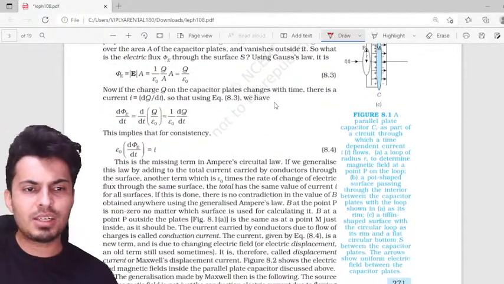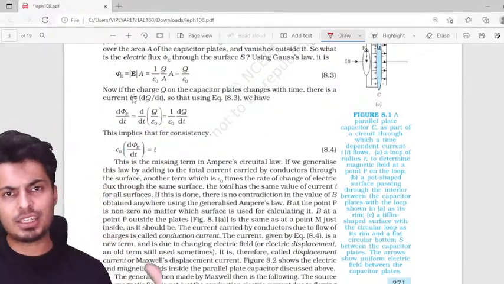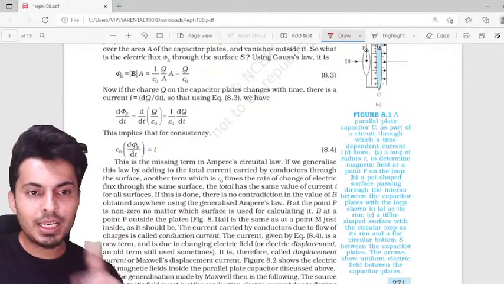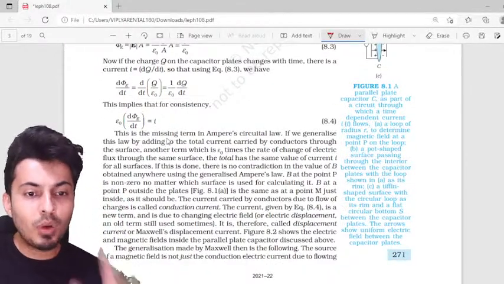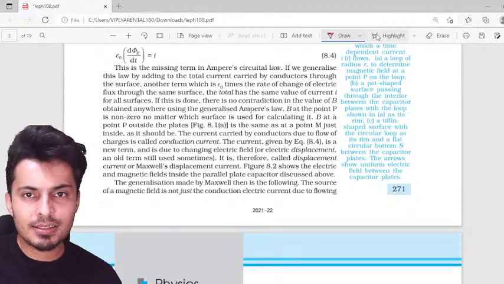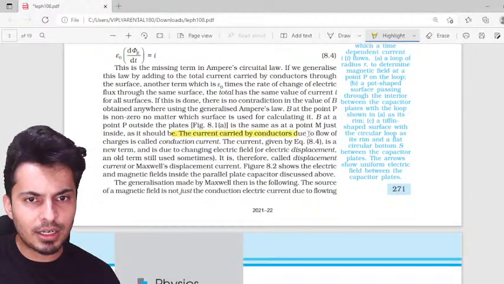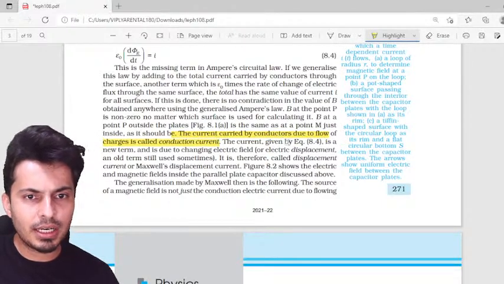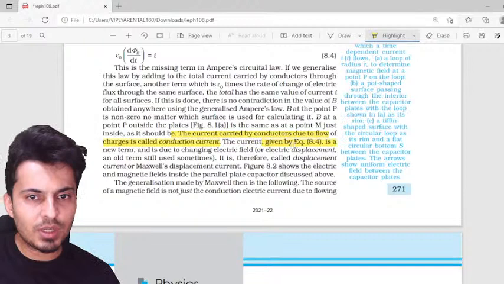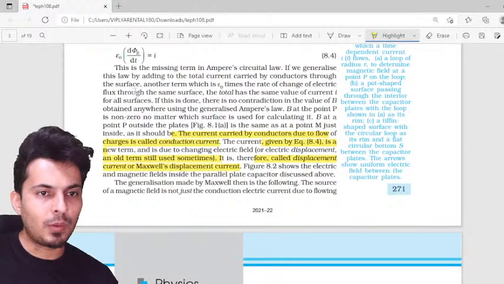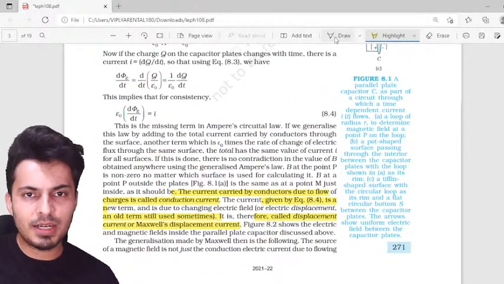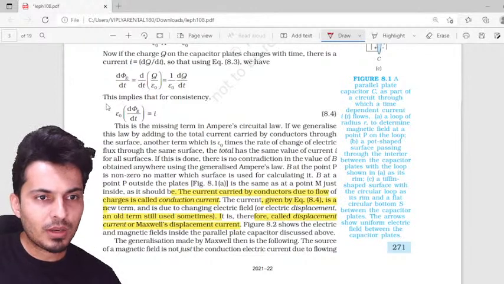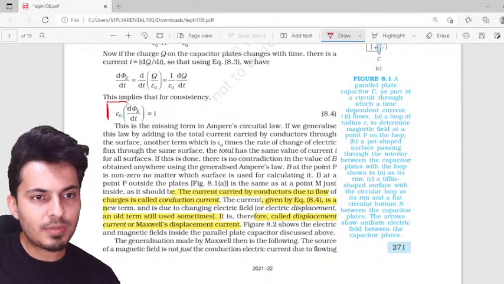There is a whole bunch of derivation out here which I have done in detail in my lecture 1. You can watch it definitely. What is very important over here is these definitions. The current carried by conductors due to the flow of charges is called conduction current. And the current given by equation 8.4, the new term due to changing electric field, is called displacement current, and this is the definition over there. The formula for displacement current is right over here.